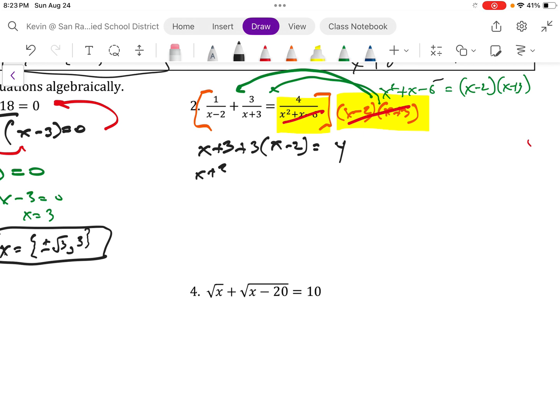Okay, now let's clean this up. x plus 3 plus 3x minus 6 equals 4. This is 4x. I'm going to add 6. That's 10. But I'm going to subtract 3. This is 7. Is that right? I don't know. I guess it's right. So this is 7/4.